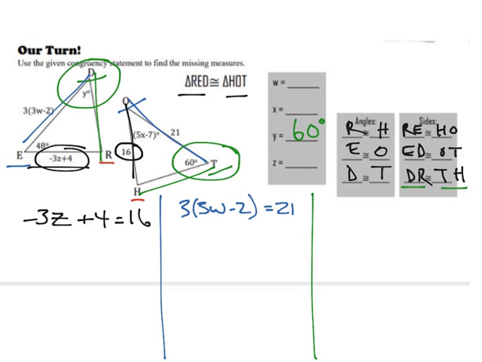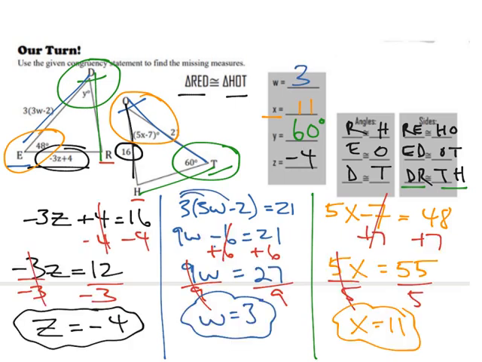We're asked for x right here, and angle O and angle E are congruent, so I can set this up. 5x minus 7 would equal 48 degrees. So let's go ahead and solve these equations now. Push pause and you can solve them on your own, or you can see how I do it in a few seconds.